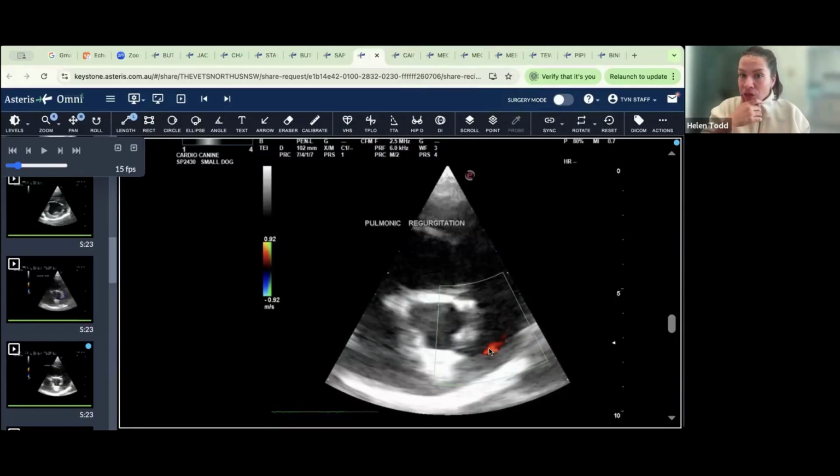What are the common causes that we see pulmonic regurgitation? Again, pulmonary hypertension. Yeah, absolutely. We could see it with pulmonary hypertension for sure. And really, that's just that the pressure in your pulmonary vasculature is so high, it can be damaging to the valves. Why else might we see it?